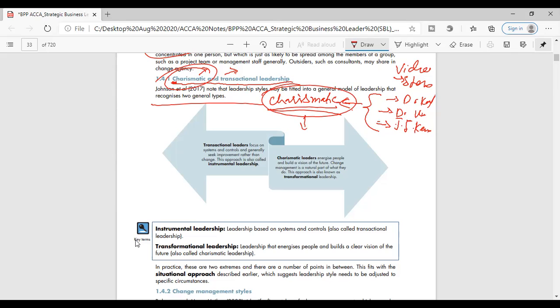Then opposite to that is another approach of leadership. Actually, opposite to that is the transactional leader. Okay, who are they? Any example of a transactional leader? Have you met one ever?